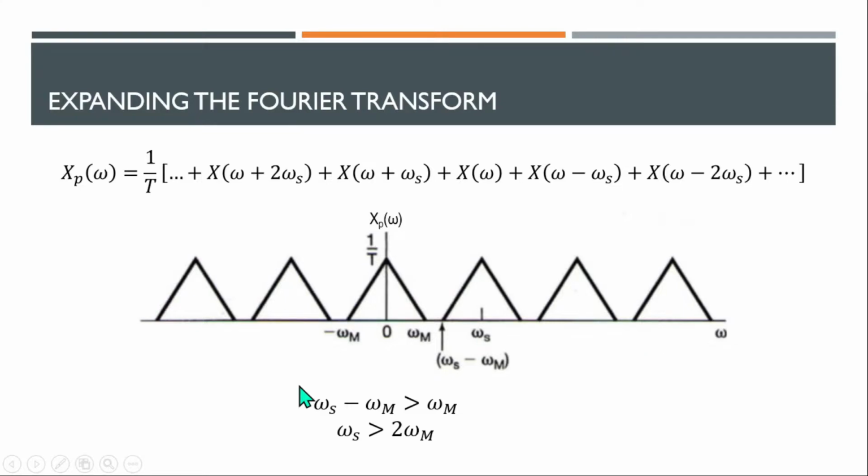In the diagram, it can be seen that there is no overlapping between adjacent spectra, as shown, because the sampling frequency is greater than twice the highest frequency of the message signal. This is what we call oversampling.